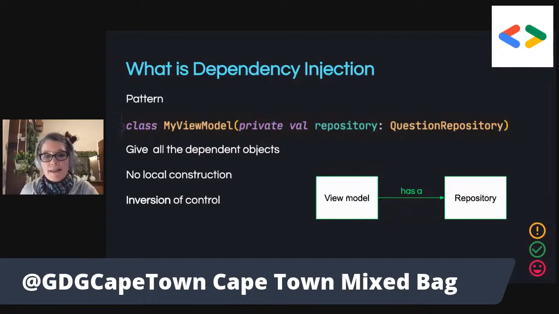So what this makes is that you've got this kind of relationship. Here I've got a view model. It needs a repository. It doesn't derive or inherit from anything. It has a repository, and it actually gets this repository in through its constructor.